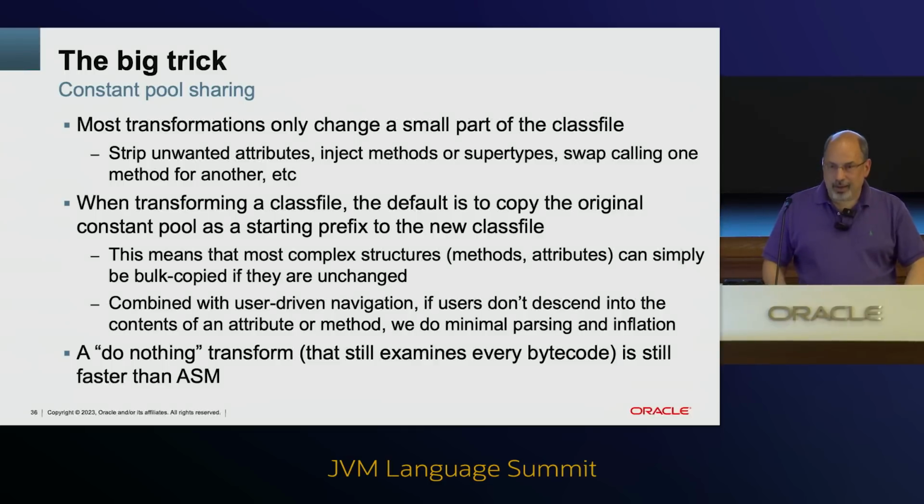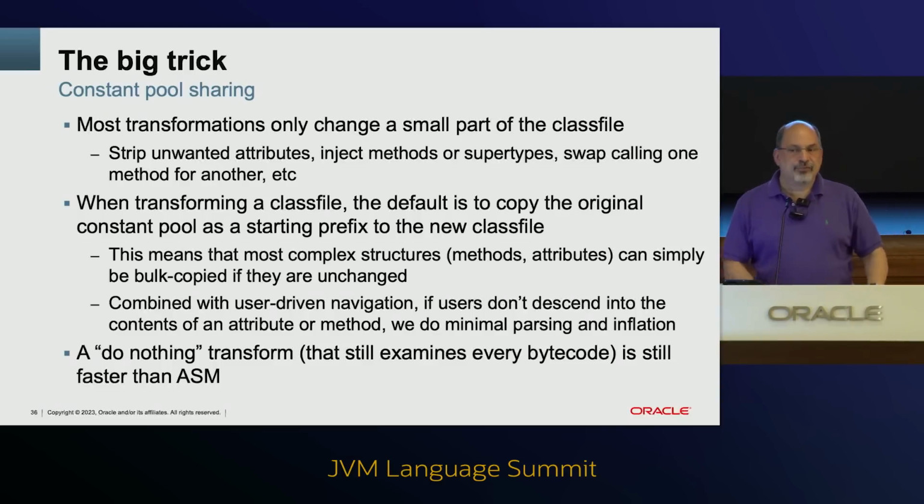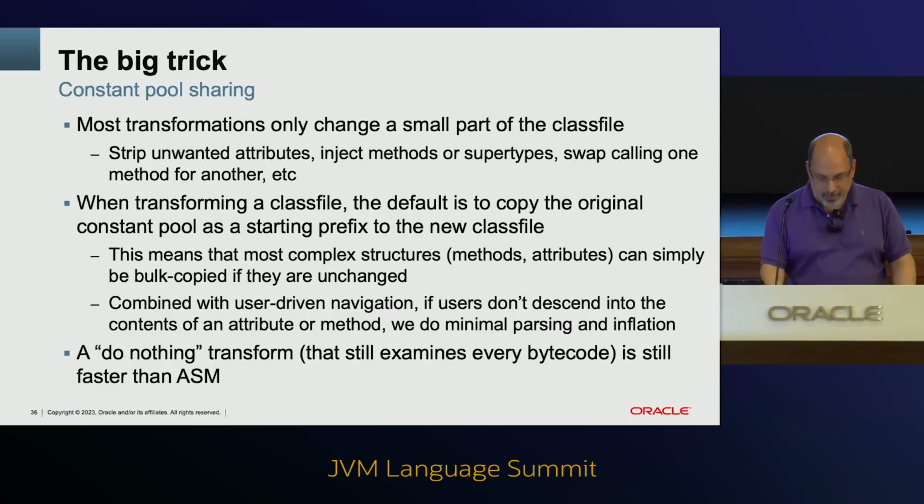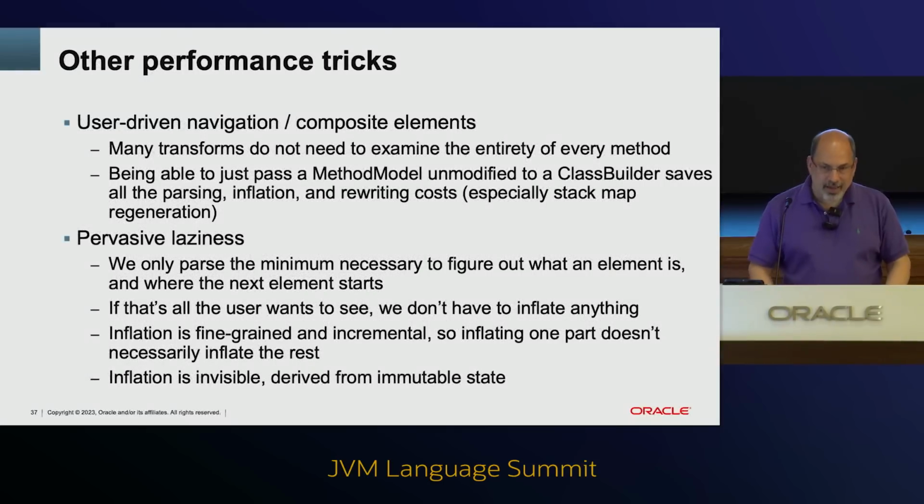And so the result is a do-nothing transform that examines every bytecode of the class file is faster than ASM. There are some things that are faster, some things that are about as fast, some things that are slower, but the baseline case of I did very little to this class file is very fast. And it sounds a little bit weird to optimize for the case where you do nothing, except that's actually what most transforms do, is they do very little.